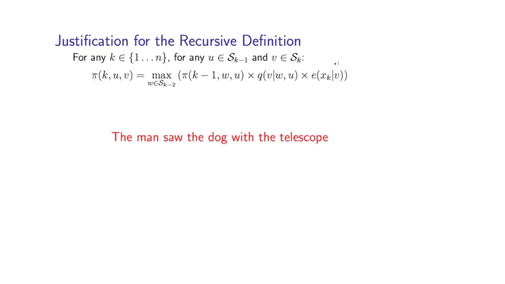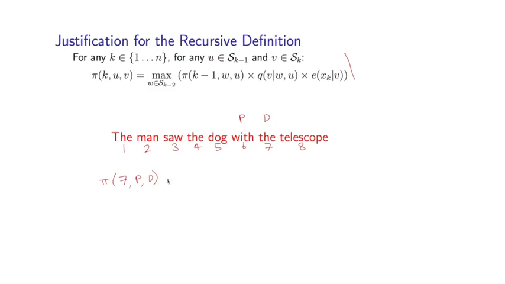Okay, so to justify this recursive definition, I'm going to use an example. So we'll use this sentence we've seen before, and let's see how we can calculate the value for pi 7 PD. So recall, this is going to be the highest probability for any tag sequence ending in tags P and D at position 6 and 7.